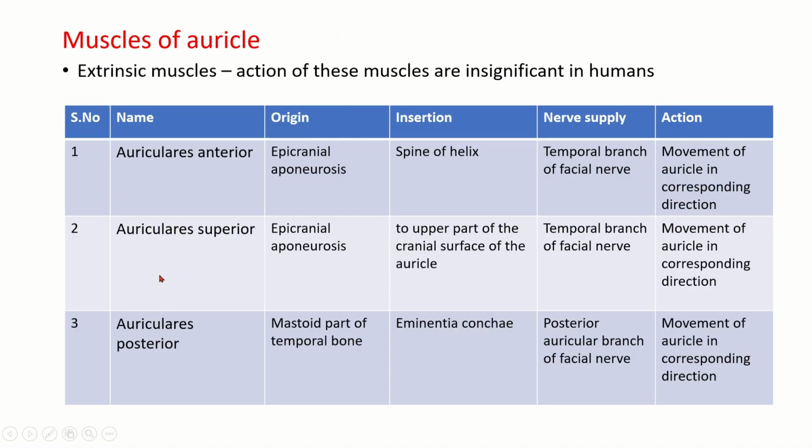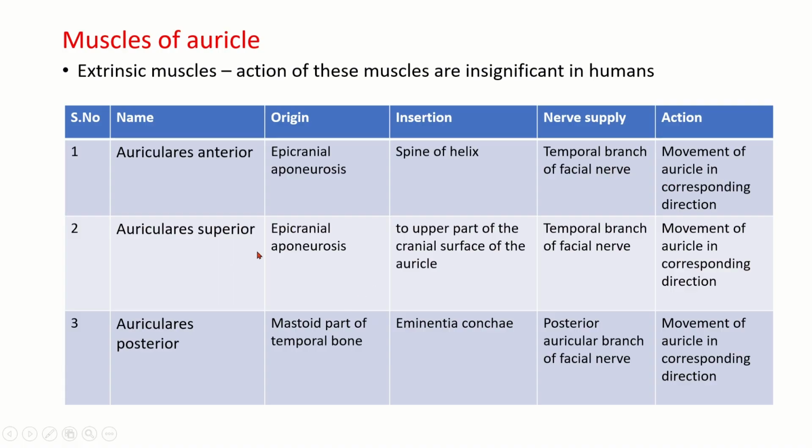So now, muscles of the auricle, two sets, extrinsic muscles and intrinsic muscles. The actions of the extrinsic muscles are insignificant in humans. Three muscles: auricularis anterior, auricularis superior, and auricularis posterior. As we study the muscle under the headings origin, insertion, nerve supply, action, we can see here auricularis anterior, origin from the epicranial aponeurosis, insertion to the spine of the helix. Nerve supply is the temporal branch of the facial nerve. Movement of auricle in corresponding direction. So it moves the auricle anteriorly.